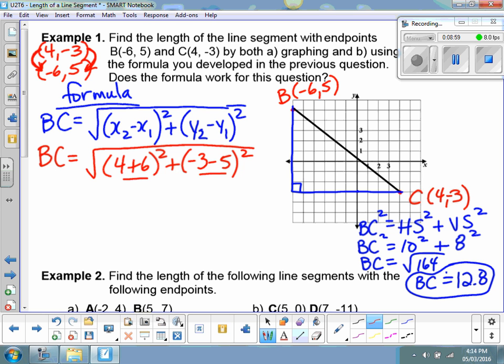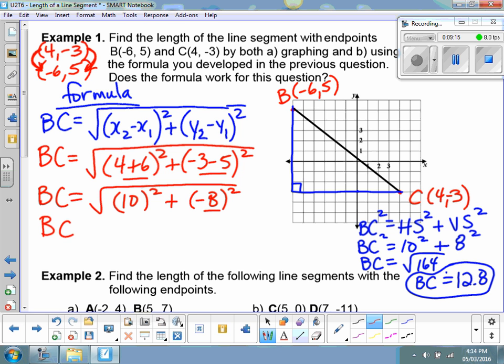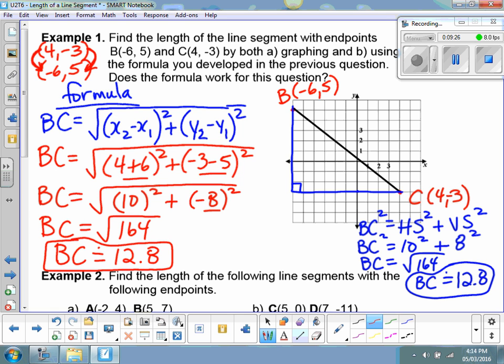So let's see what happens next here. I think we're going to get some familiar numbers here. So we get 10 squared plus negative 8 squared. Now remember, when we square negative 8, we're going to get a positive answer. So in the end, we actually end up with that exact same 164 underneath the root sign. So the formula actually gives us the exact same answer.